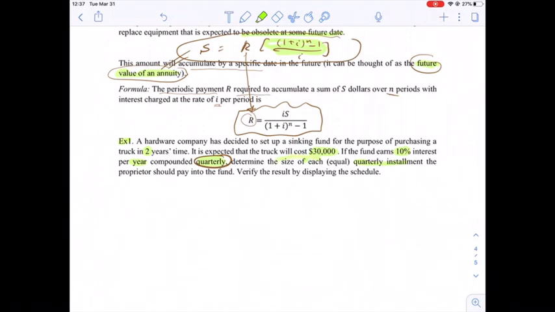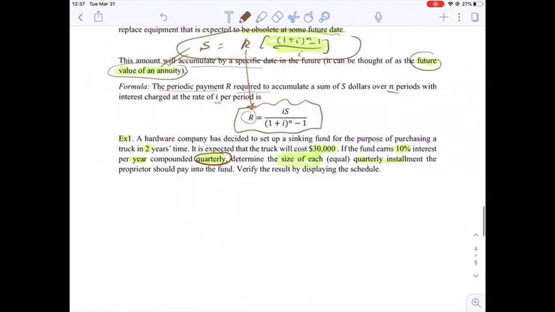So here we are looking for the size of the installment. That means R. So we are looking for R. Now in order to find R, R is I S over 1 plus I to the n minus 1. We need to find I. I is r over m. r is 10%, so it's 0.1 over m. m is compounded quarterly, that means 4 times a year. And that gives us 0.025. This is I. And what about S?